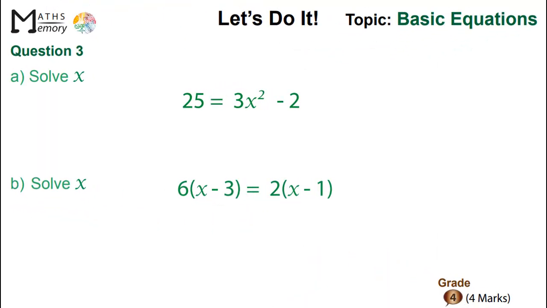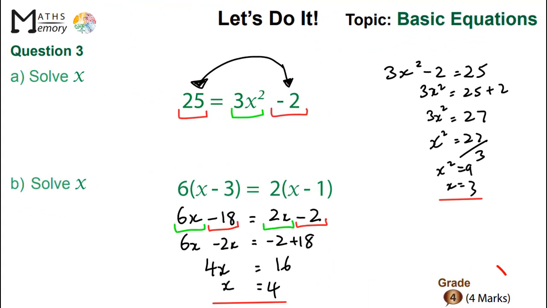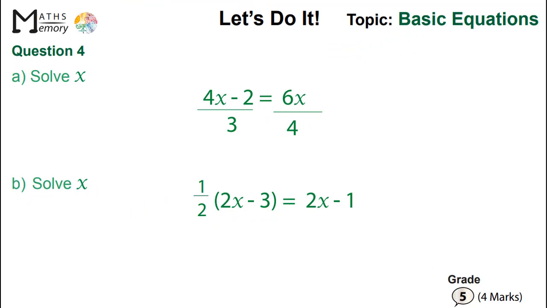Question 3, let's do it. Basic equations. Press pause and let's write parts A and B down and let's see what you do with this. Question 4, let's do it. Basic equations. Press pause to write A and B down and press play when you've done this. It's grade 5, these 2 questions.